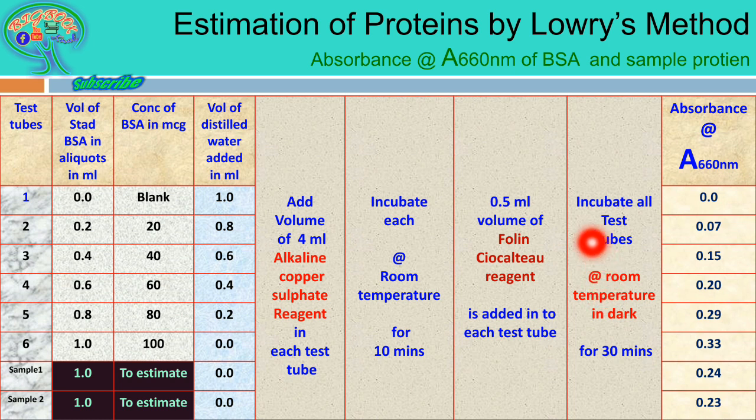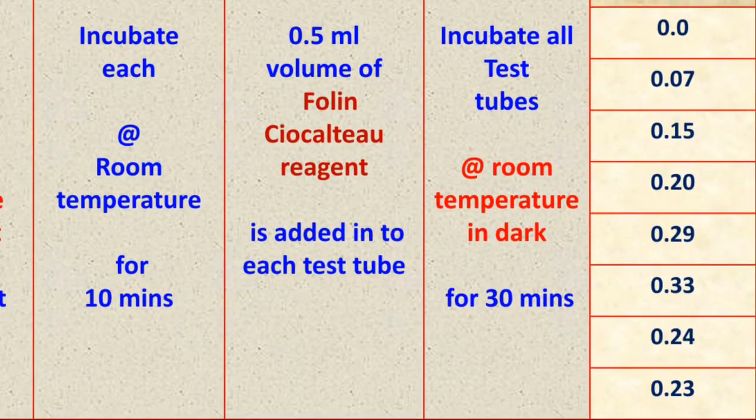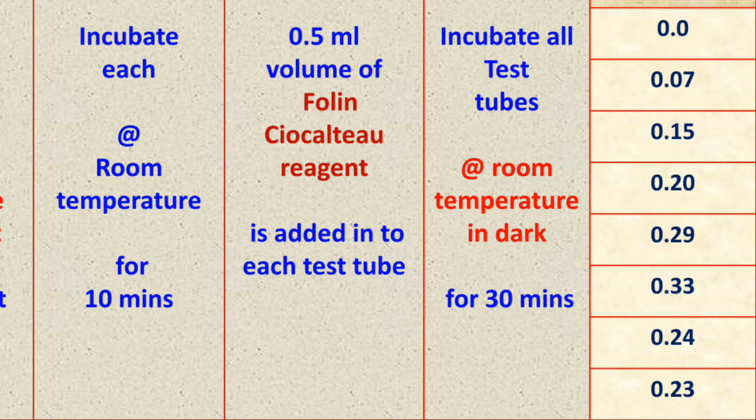After the 30 minutes, we are going to take the test tubes and measure the absorbance in the photocolorimeter or the spectrophotometer at 660 nanometer. First we fix the blank within the spectrophotometer or the colorimeter, and further we take the readings corresponding to the liquids, and these are the readings that we have got.